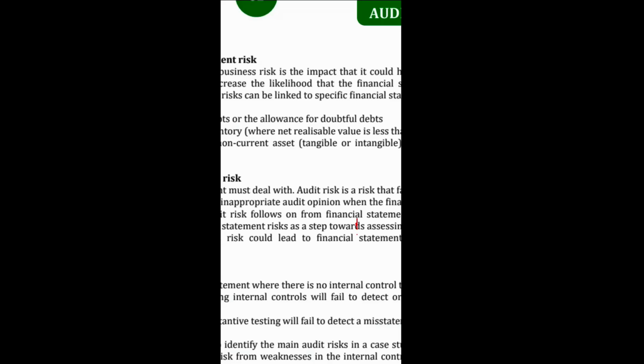Now, in managing the business risk, whatever they are going to do will have an effect on the financial statement. Whatever strategy they are trying to put in place to manage the business risk will have an effect on the what? On the financial statement. Okay? So what does that imply? Let me give an instance.